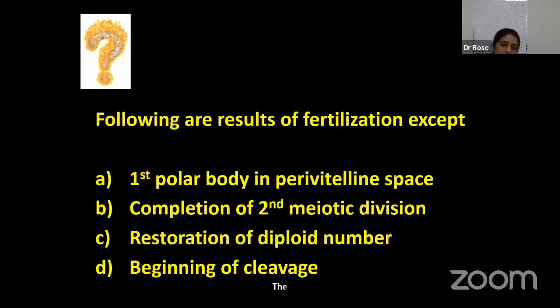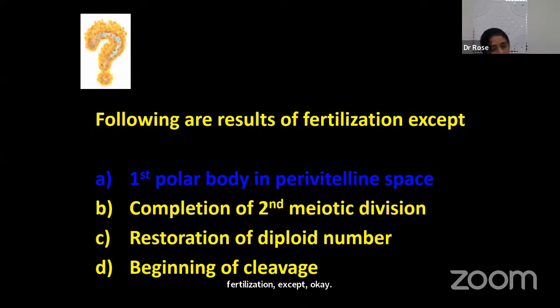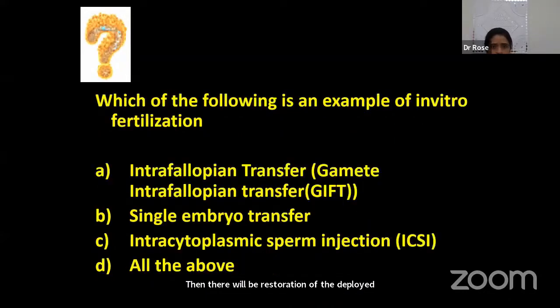Now, the following are the results of fertilization, except. So, what are the changes? As a result of fertilization, the second meiotic division is completed. It is not the first polar body in the perivitelline space. You will see 2 polar bodies in the perivitelline space. Then there will be restoration of the diploid number, and the cleavage division will also begin.